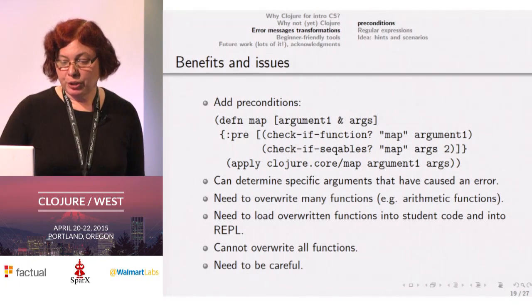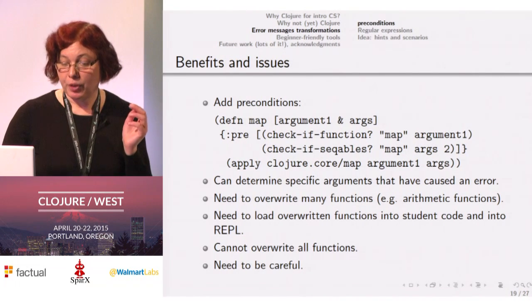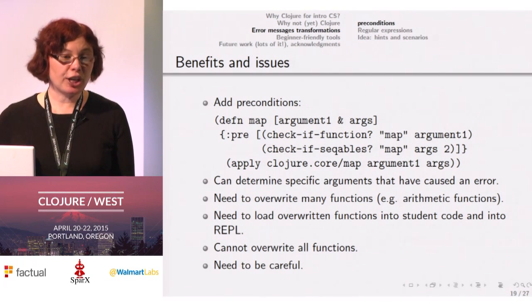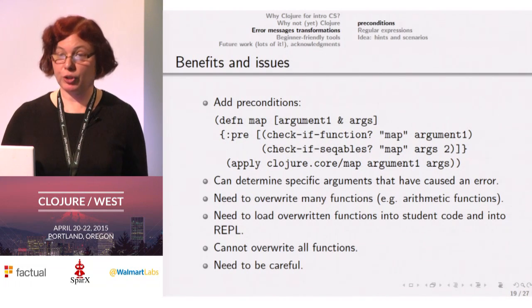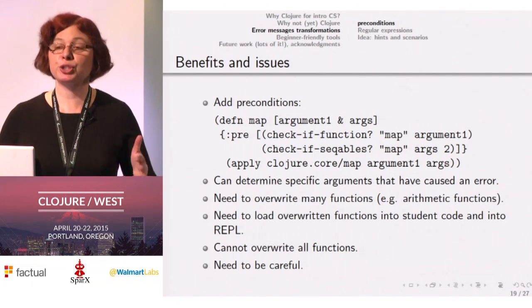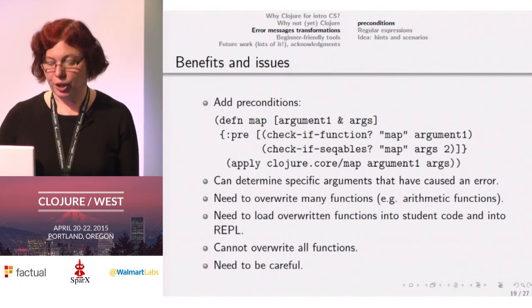So the nice thing about it is that we can determine specific arguments that have caused an error. The downsides of that approach are that we need to overwrite a bunch of functions. And I said map, filter. That's how I was thinking initially, and then I realized, oh, it's a plus, and it's less than. It's a bunch of things.